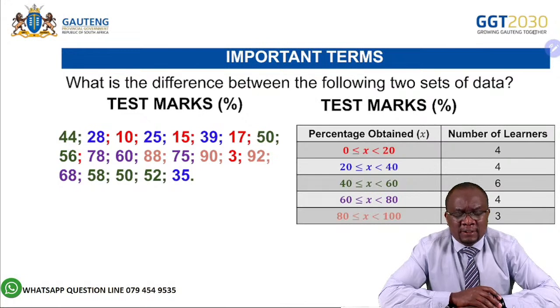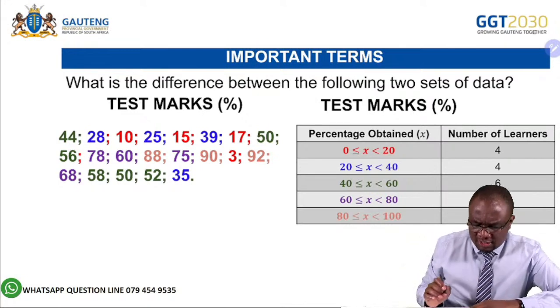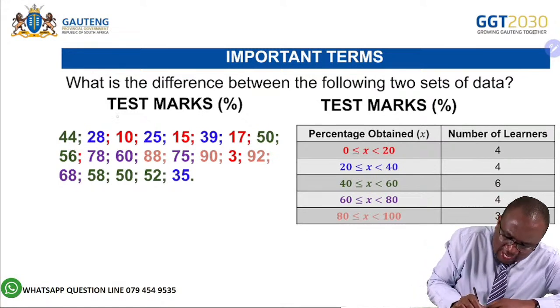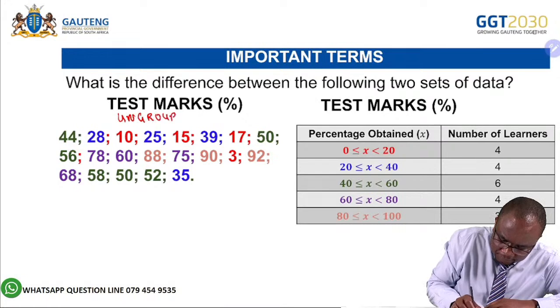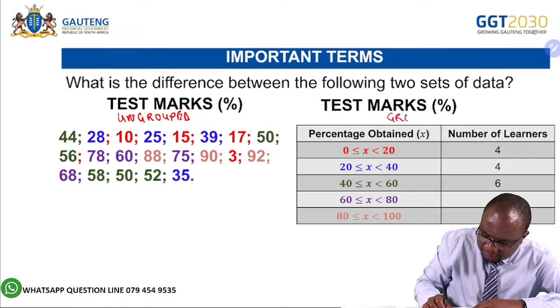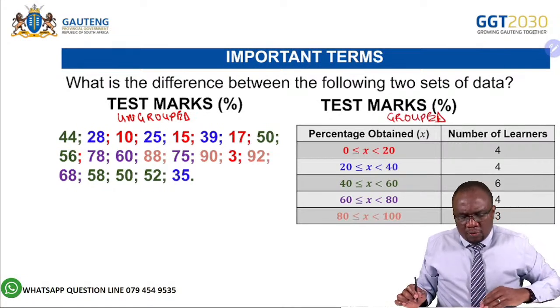Okay, right. Now, we're saying that these two sets of data are the same, but it's only that this set here is ungrouped, and this set here is grouped. You see that? Grouped. What do I mean by that?